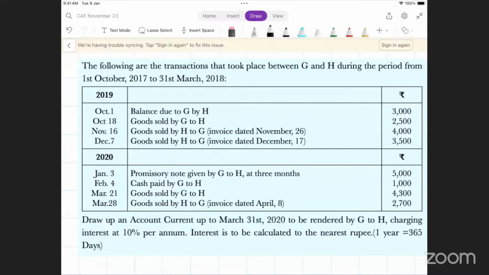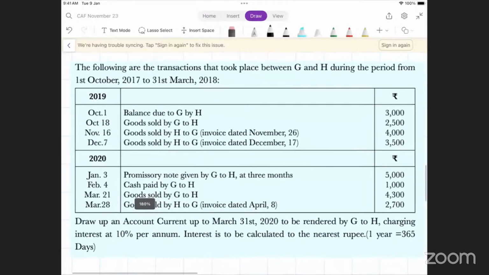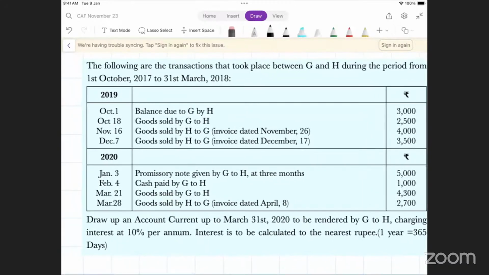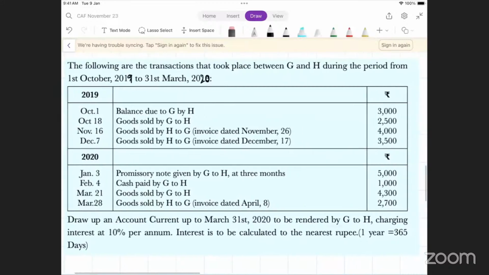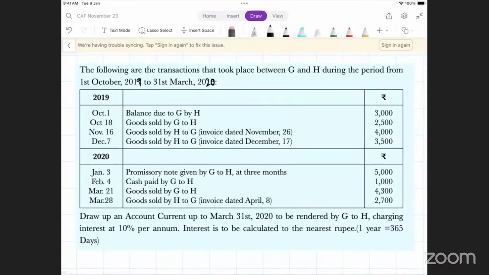The following are the transactions that took place between G and H during the period from 1st October 2017 to 31st March 2018. There's some problem with the dates over here. Make it 2019, read it as 2019 to 2020, 31st March 2020. They have given October 1 balance due to G by H. Okay, all of this is given. Draw up an account current up to 31st March 2020 to be rendered by G to H.